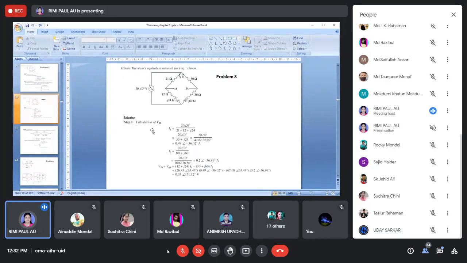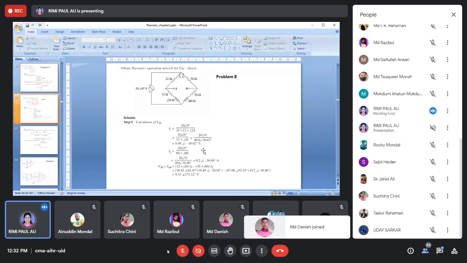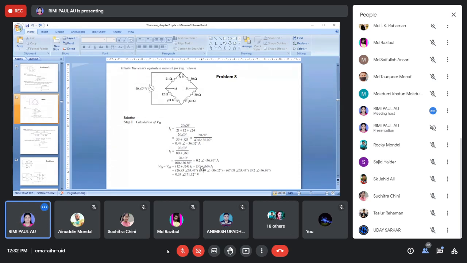So you can see that in a similar way I1 is found. I1 is 0.49 angle minus 36.02 degree ampere, and I2 is 20 by 80 plus J60, which is 0.2 angle minus 36.86 degree ampere. Now VTH is equal to VAB, that means VA minus VB. They have taken this path, 12 plus J24 times I1, so VA minus VB equals 30 plus J60 times I2. You can also take this path. So VA minus VB gives you VTH.